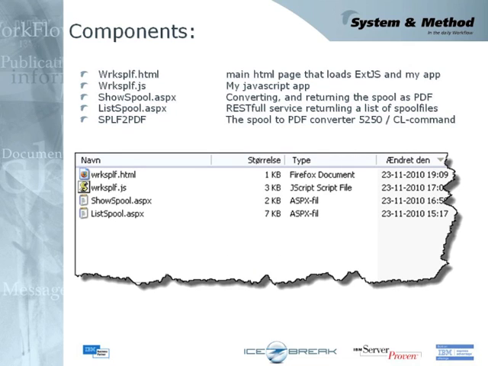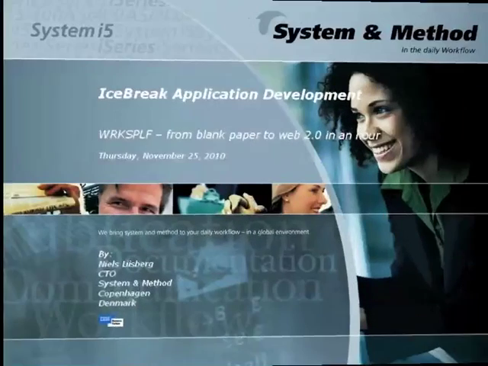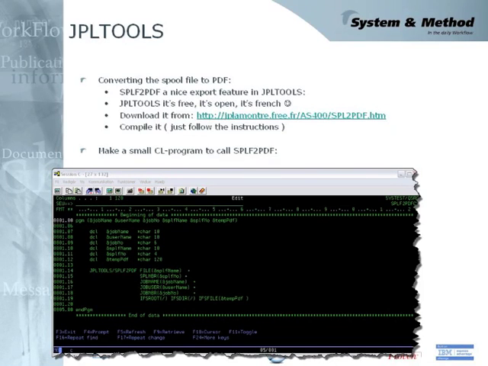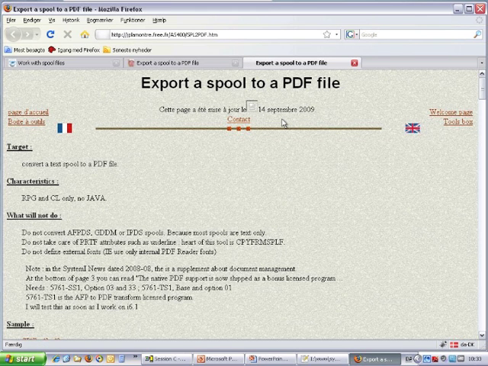It only has 5 components, and the screencast is divided into these 5 steps, and you will see how to actually implement this application. The first step is to convert the spool file into a PDF, and for that purpose I'm using a toolkit called JPL Tools, and you can find it by clicking on this link in my presentation. It's a French toolkit.